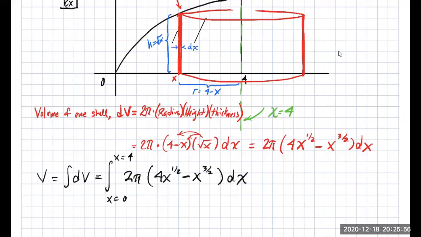Okay. After that, as usual, straightforward integration. Okay, you can read off the antiderivatives term by term and move the 2 pi through the integral symbol. Okay, I'll leave that to you to finish.